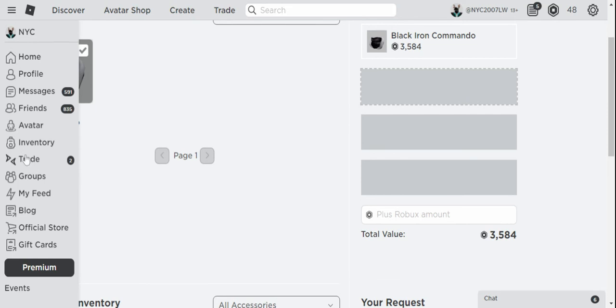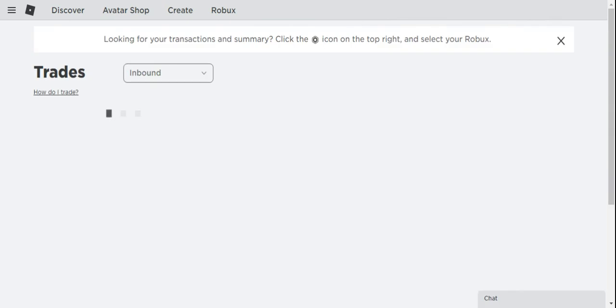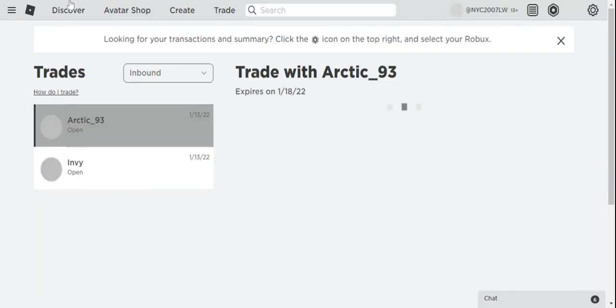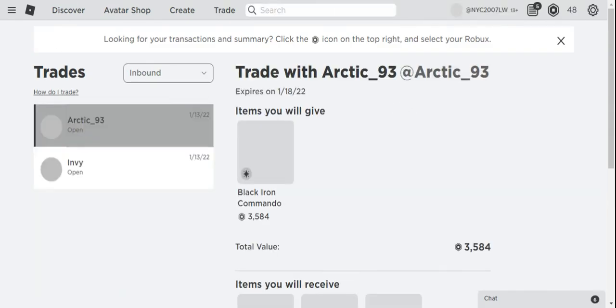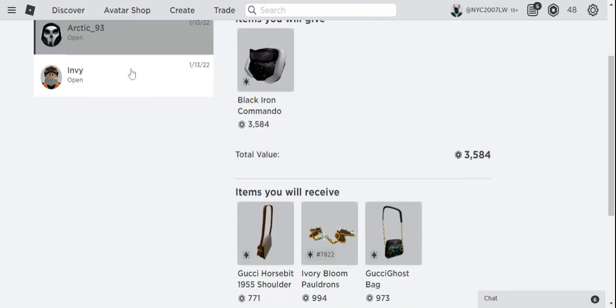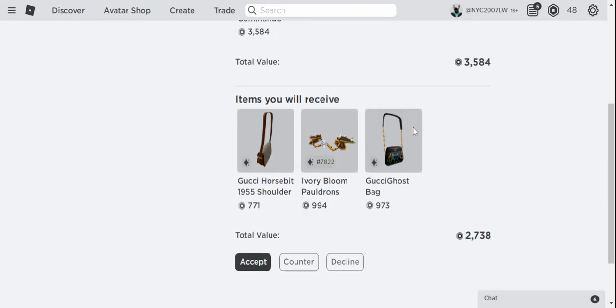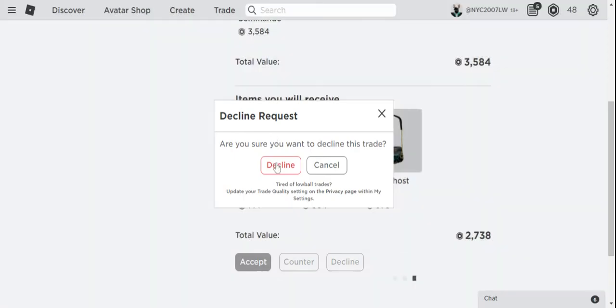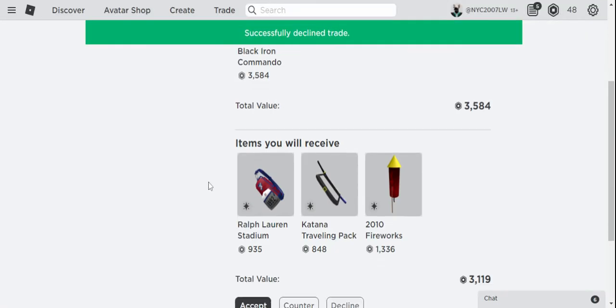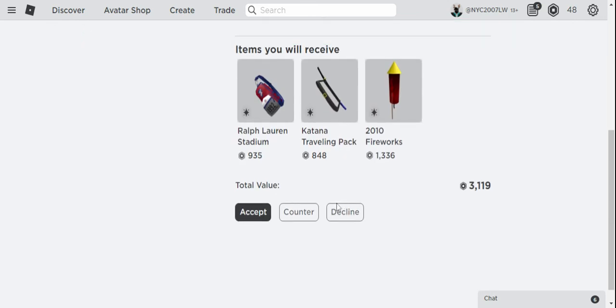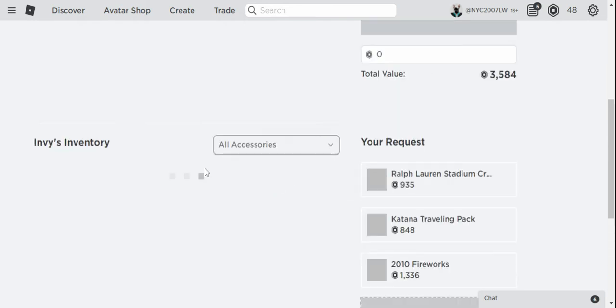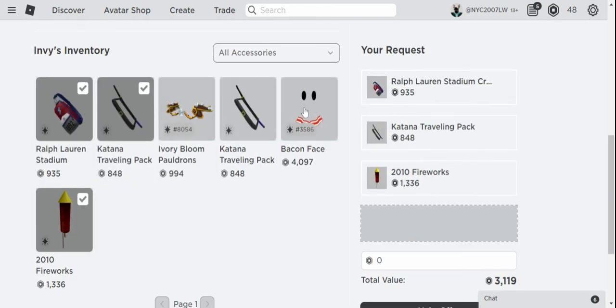So, to get the most trades, go into Trade Hangout, link in the description. You go in Trade Hangout and then ask people to offer for your item. And when people offer for your item, they'll send you a trade. Obviously, I'm going to decline because that's obviously not worth it. This one isn't worth it either. You can either accept or counter or decline.